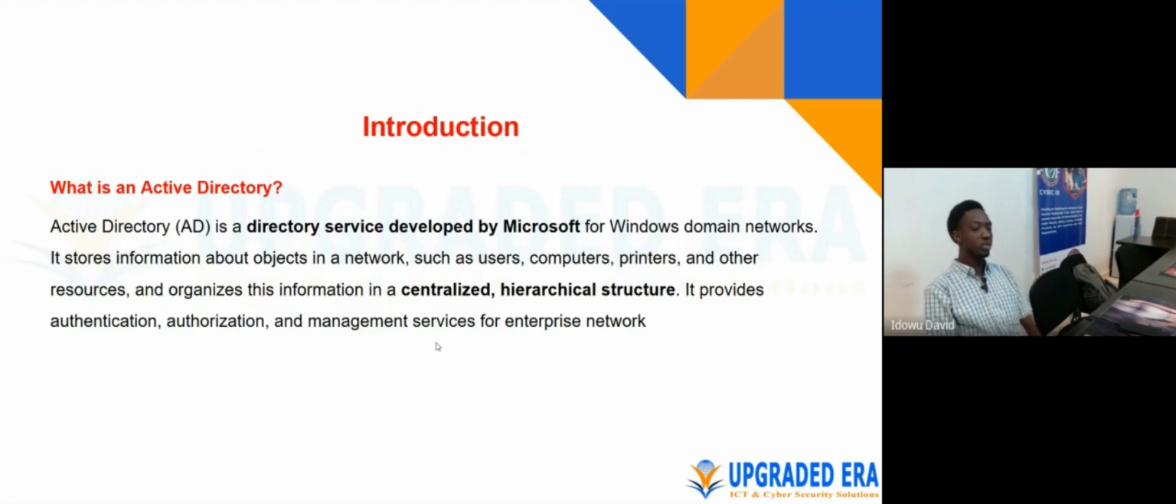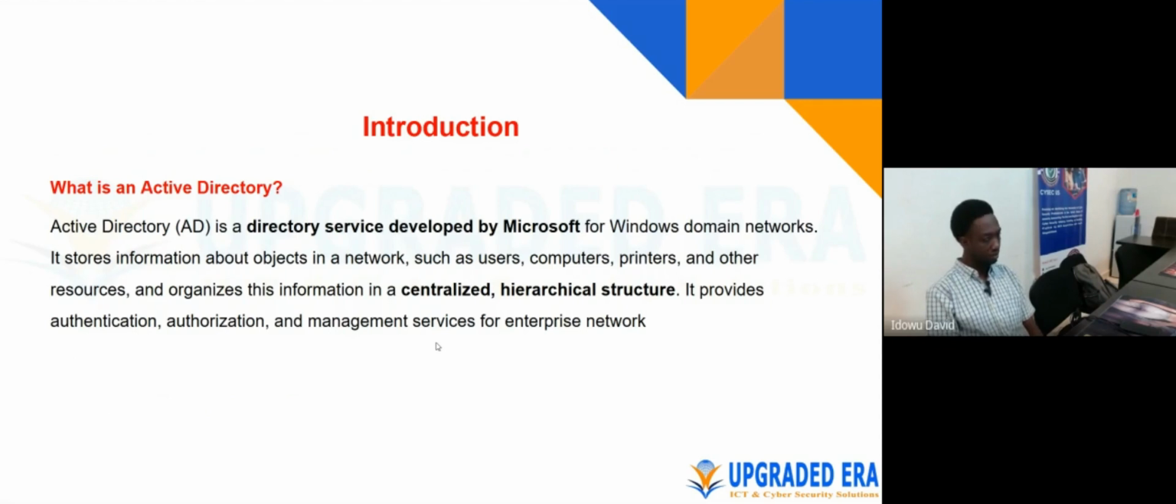So basically, an active directory is more like a sophisticated network infrastructure developed by Microsoft for Windows domain networks. Basically, a majority of the domain networks we have are majorly set up in Windows. So it's used to store this information about objects. Objects in the sense could be users, could be computers, could be anything. Anything can be an object.